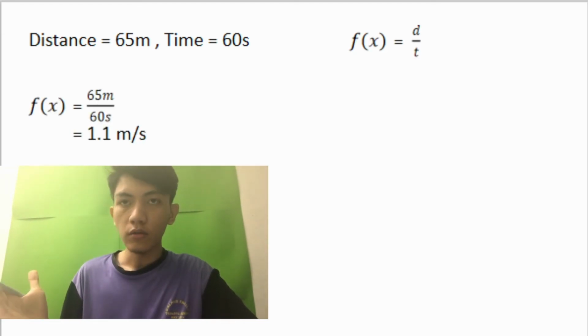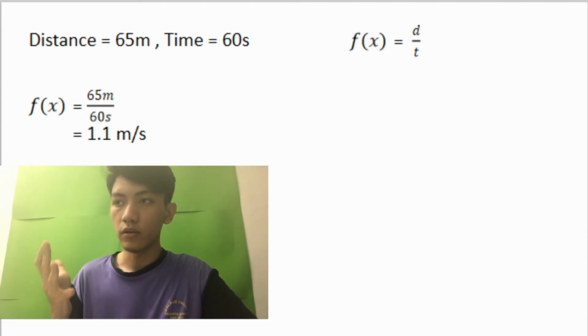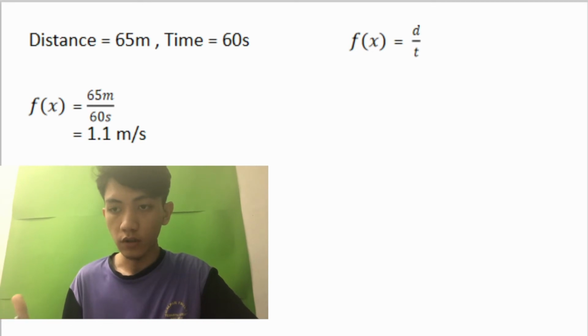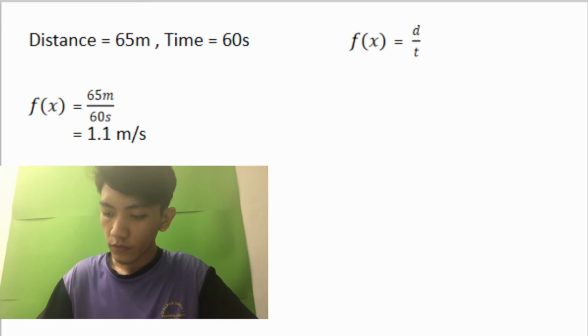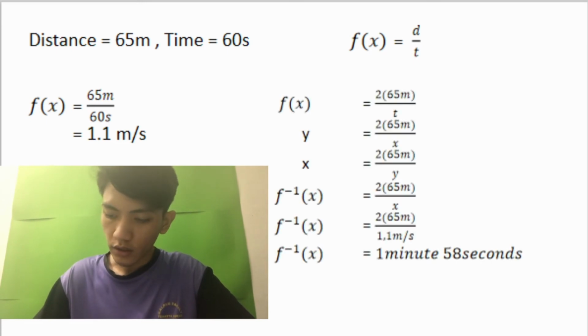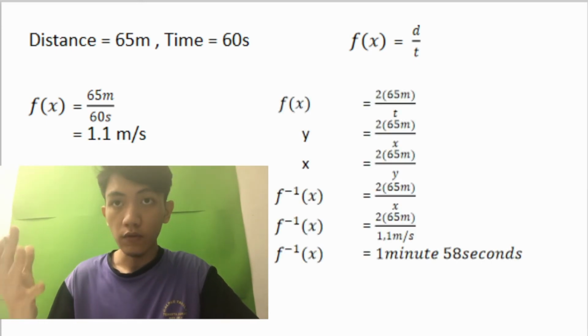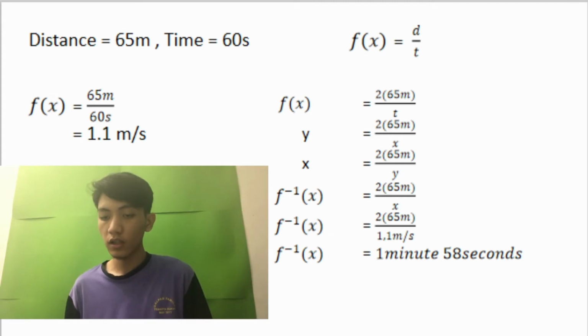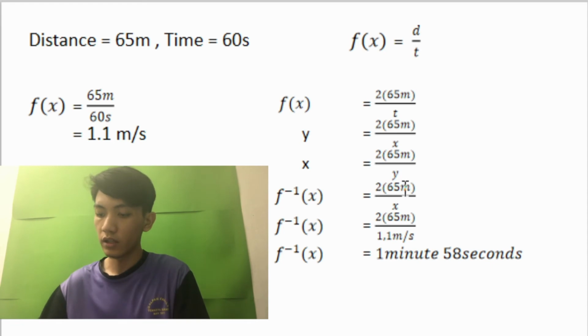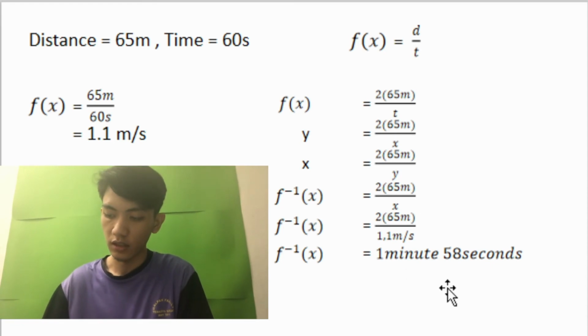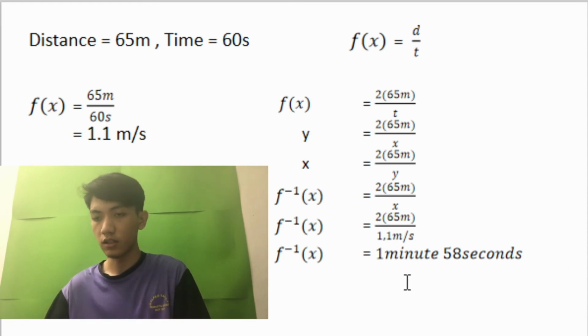I wanted to know how much time it needed to actually reach that point accurately. We make a new function, but we use the time as a variable. So we have f(x) here, and then we inverse the function, and you will get how much time it needs accurately. It will be around 1 minute and 58 seconds. That is how accurate it is.